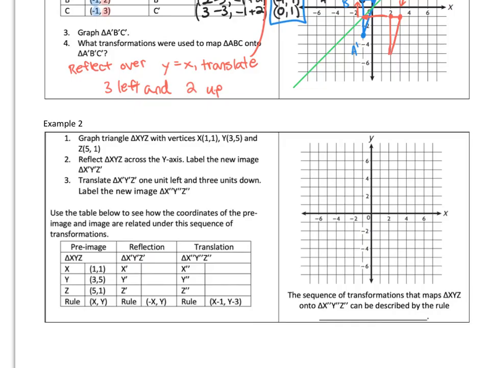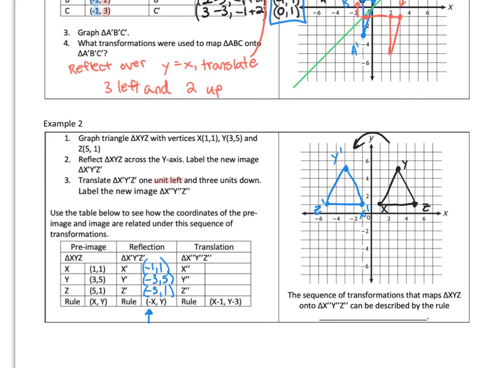So here's another example, and this one's actually a little bit easier, maybe a lot easier. It tells us what's going on. So here's our pre-image. We're told to reflect it across the y-axis, so this way. So here's x prime, y prime, z prime. And you can see why the rule down here makes sense. We have the opposite of our original x coordinates, and our y coordinates did not change.